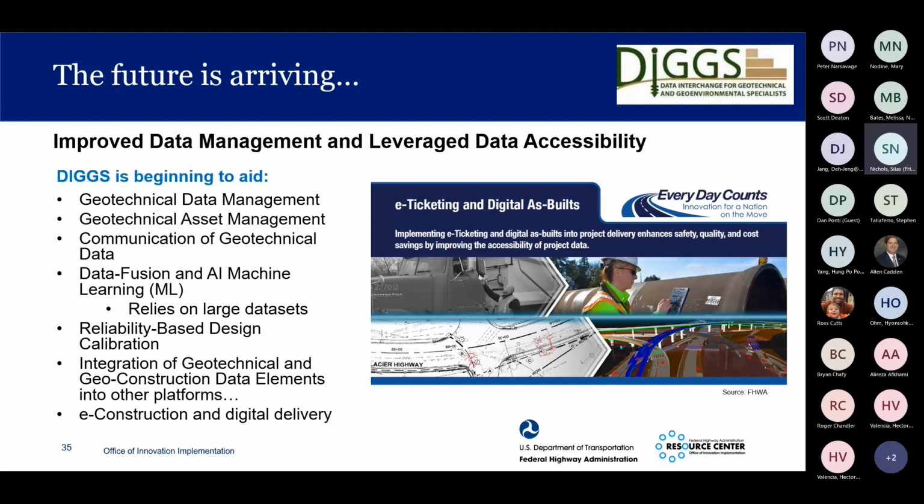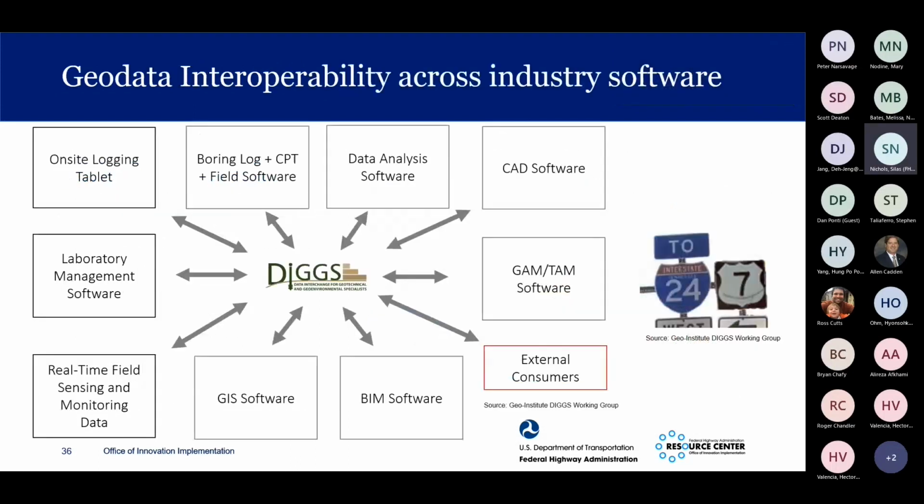We've talked a bit about how with standardized formatted data, it becomes much easier to use for AI and machine learning, which rely on large formatted data sets, reliability-based design calibration, integration of these elements into other platforms, and then as part of e-construction and digital delivery. So this is sort of our interoperability little quick cartoon, with the idea that between all these different things, DIGGS can be used as the agent to communicate.